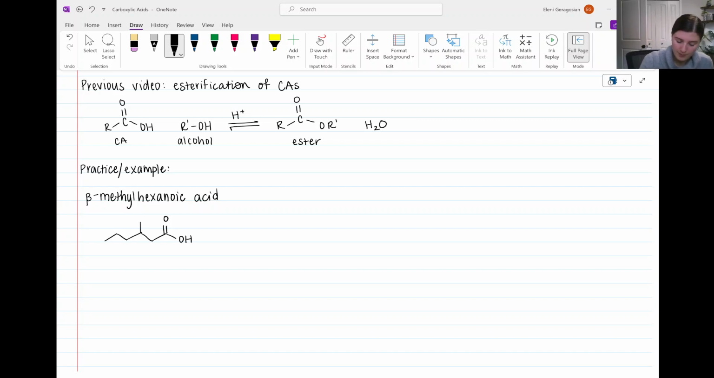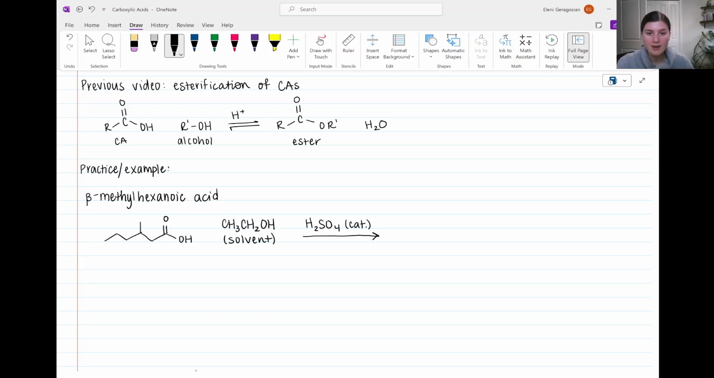Okay, so if we have beta methyl hexanoic acid and we add ethanol, CH3CH2OH, it is the solvent, so it's in large excess. And then we will add catalytic sulfuric acid. So enough for the reaction to occur, but this is a catalyst. It's not actually involved in the reaction mechanism, and we've seen that in the previous video.